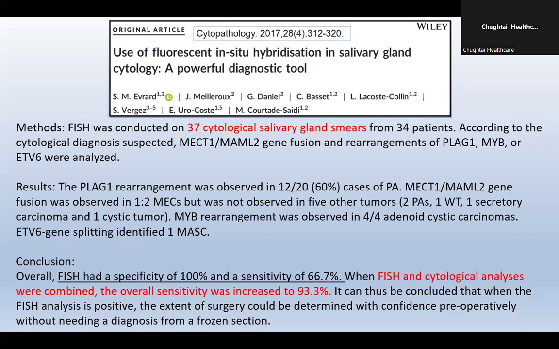Then the use of fluorescence in situ hybridization, or FISH, is also useful, but this is usually used in combination with the IHC. They are usually used in combination, and the combination can be 100% specific, with a sensitivity of 66%.